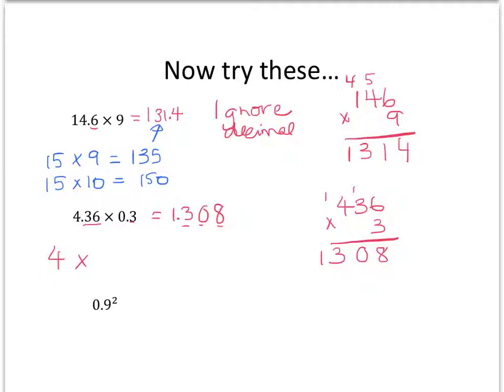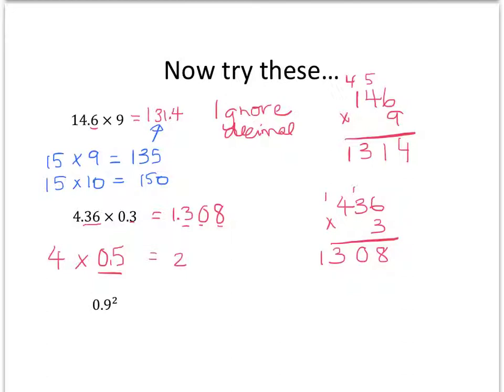Now, if I round that to 0, I'm just going to get 4 times 0 is 0, and that's not that helpful. But I can say 4 times 0.5, because I know 0.5 is a half, so that just means I'm taking half of 4, which is 2. And 2, that's pretty close to 1.308, so I know from my estimation that I've got the right answer.